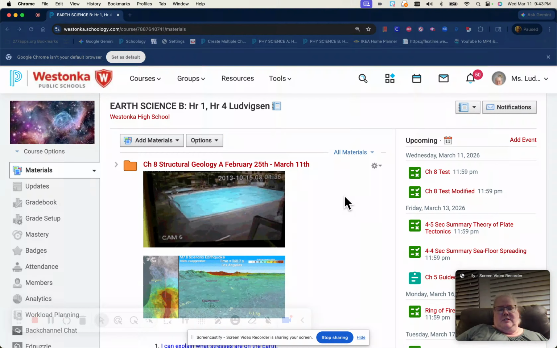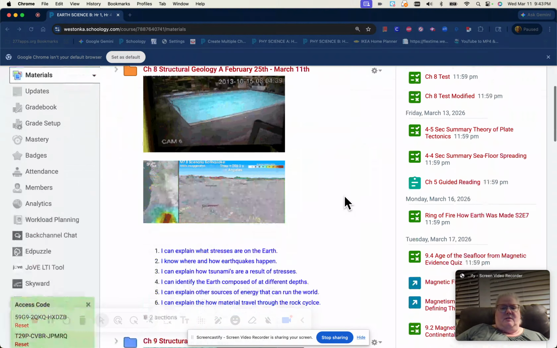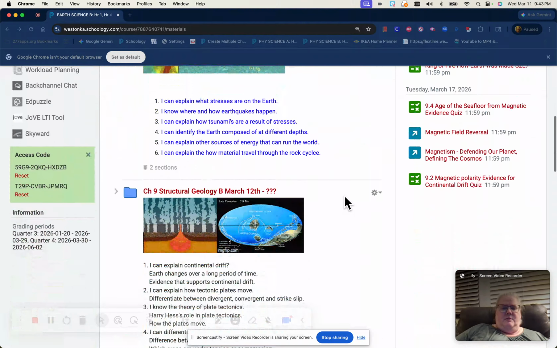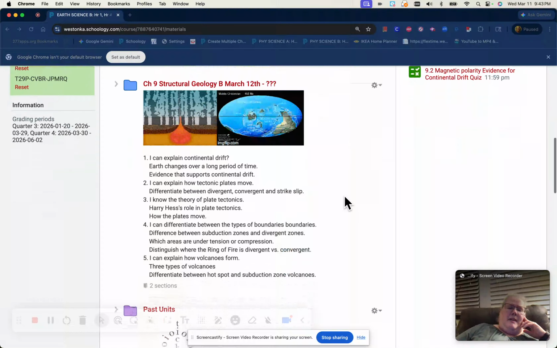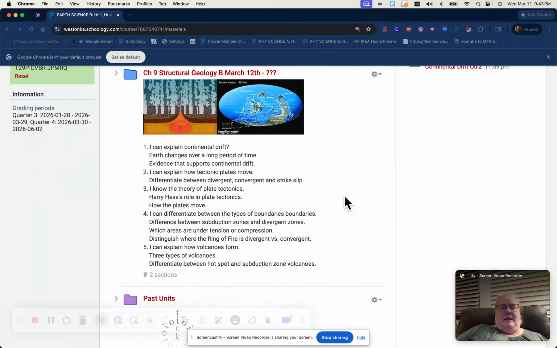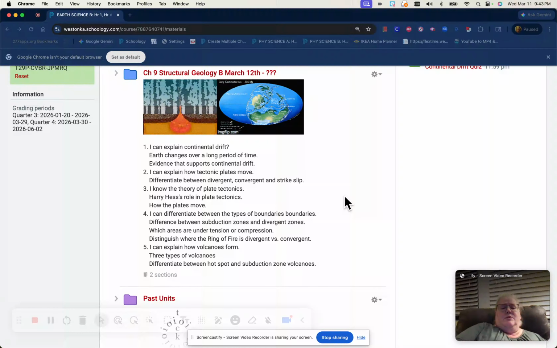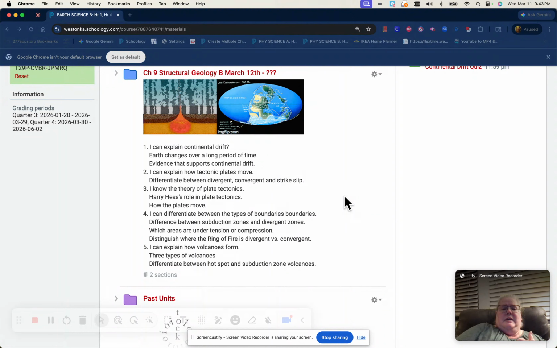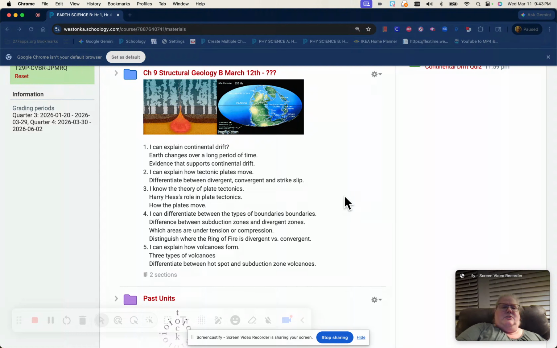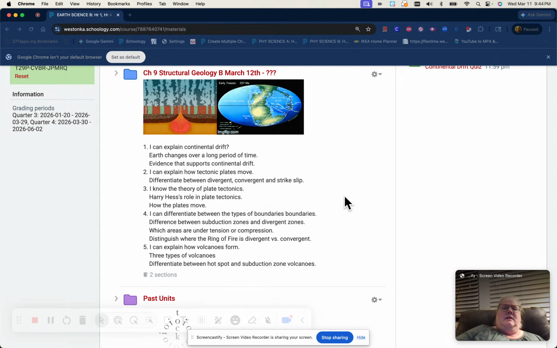So you finished the test yesterday, and we're going to be starting our new unit, which is Structural Geology B. By the end of this, the questions you should be able to answer are, you can explain what is continental drift. So basically how Earth changes over long periods of time compared to day-to-day changes. And what evidence do we have that supports that? Now, some of that we've already seen with earthquakes, and we're going to be tying that in to this unit when we get into volcanoes.